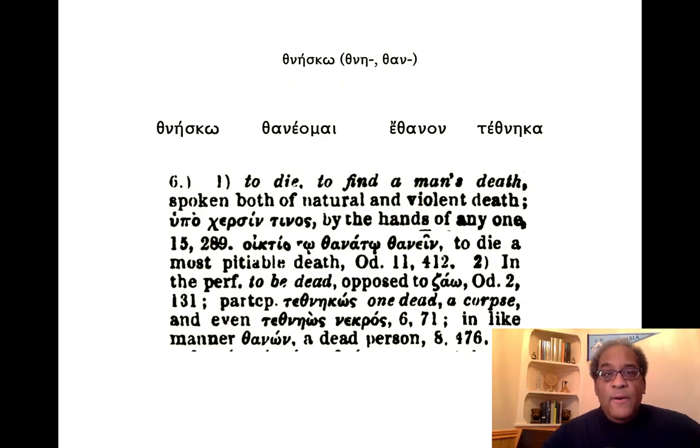Okay, now we have a couple verbs to end. Thnīskω, which means to die, and it's of a natural or a violent death. So, thnīskω, dane omai, et danon, tethneka. If you notice, dane omai is a future, and it takes a middle form because it's these verbs that have to do with bodily action, where their futures will take a middle. And I think that's section 806 in Smyth. But, okay, so to die, thnīskω.